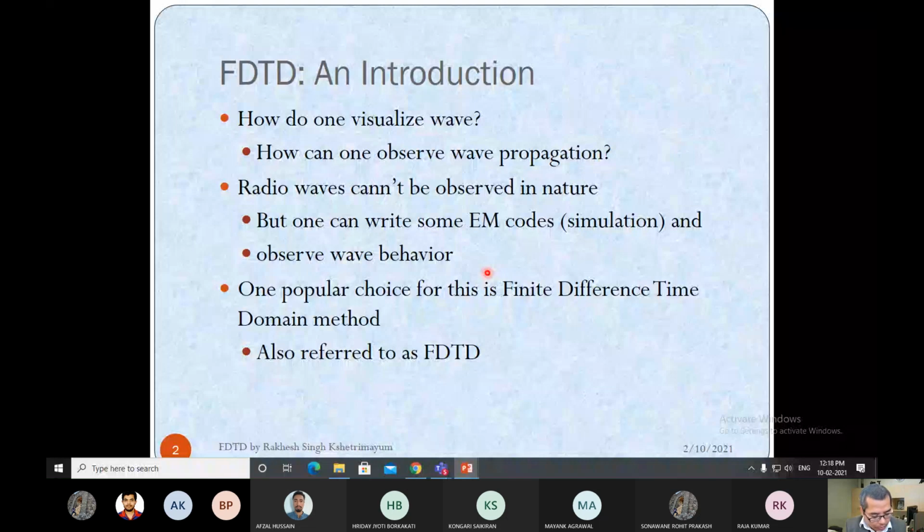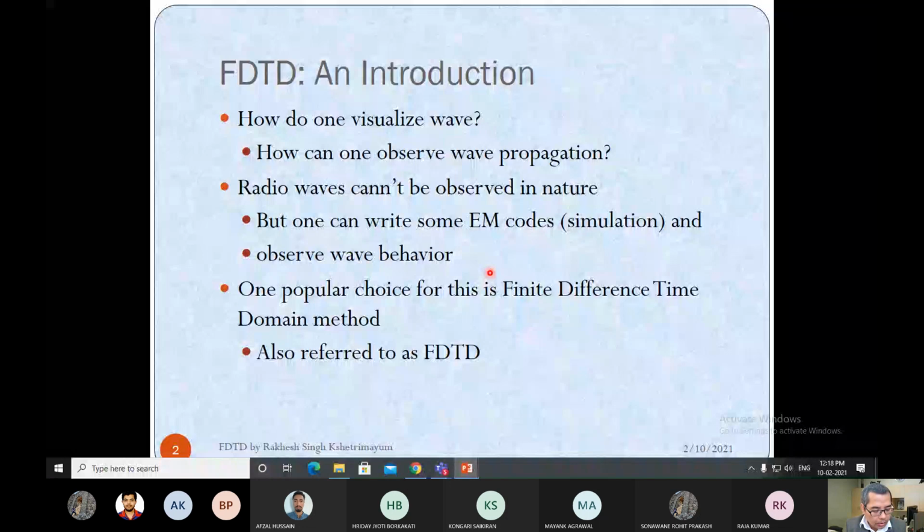This is a time domain method. Once you take the Fourier transform, you can also get all the device parameters. Let's say for an antenna, you want to get S11 parameters. Finite difference time domain method is a time domain method, so all the results will be in the time domain, but if you take the Fourier transform, you should be able to get the frequency domain parameters also.